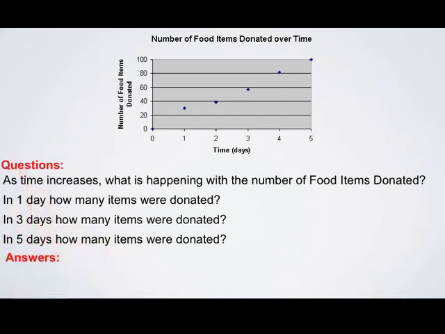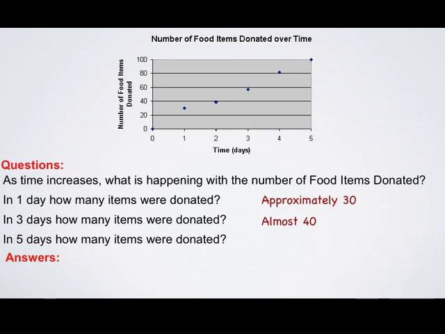The answers to our questions. In one day, approximately 30 food items were donated. This was generated by looking directly at our graph, going to one day, and then looking across to the vertical axes to see how many items were donated. We use approximately because the scale of the vertical axes is a little bit too large to be certain of an exact number.